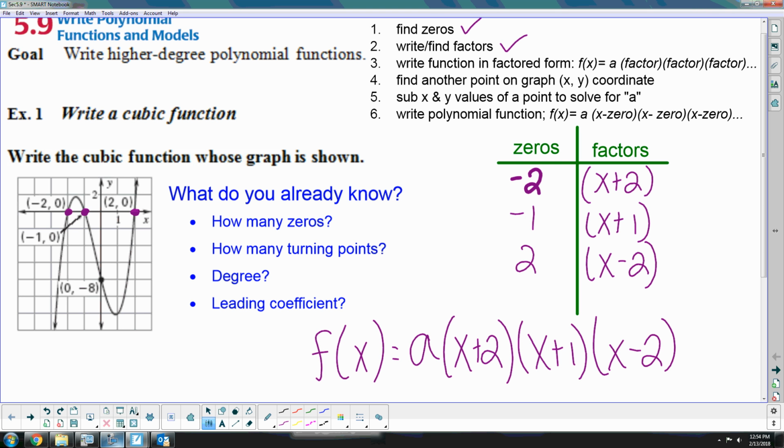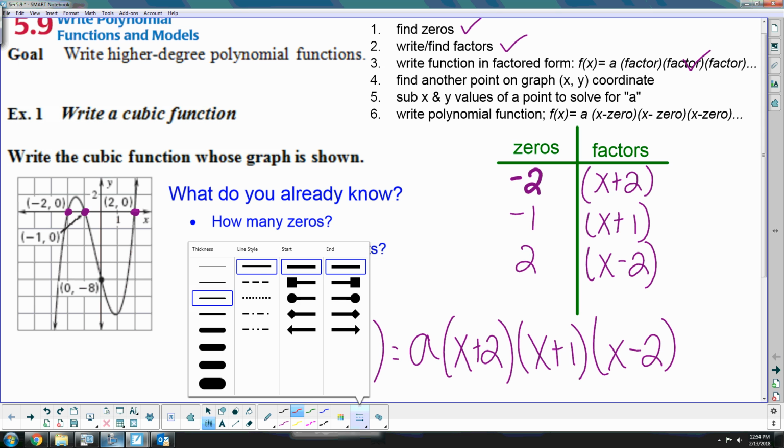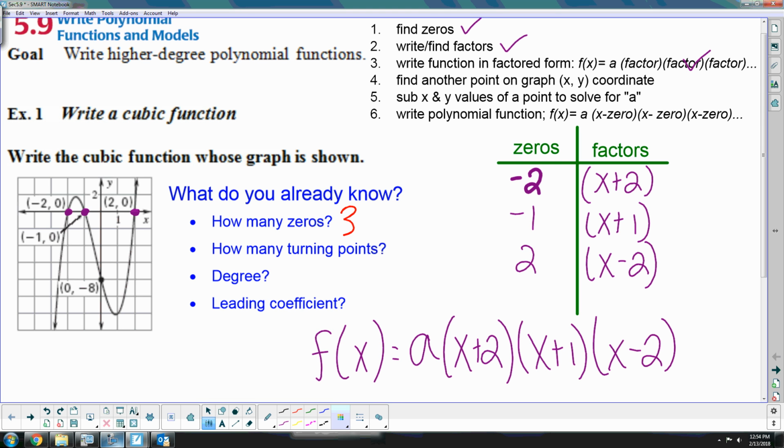All right, let's look at this polynomial function, and we'll look at our graph too. So first of all, how many zeros do we have? We have 3 zeros. How many turning points do we have? Here's 1, and here's another. 2 turning points. What's the degree of this polynomial function? There's 1x, 2x, 3x, so it's going to be cubic. So we have a degree of 3.